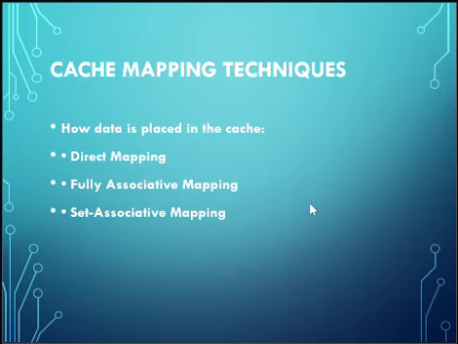Cache mapping techniques. Now let's talk about how the data actually gets into the cache. This is done through mapping techniques. The main ones are direct mapping, fully associative mapping, and set associative mapping. Each method has its own way of deciding where data should go in the cache.